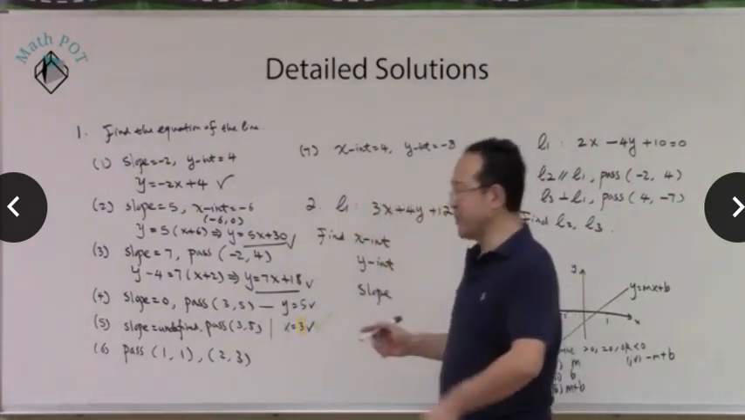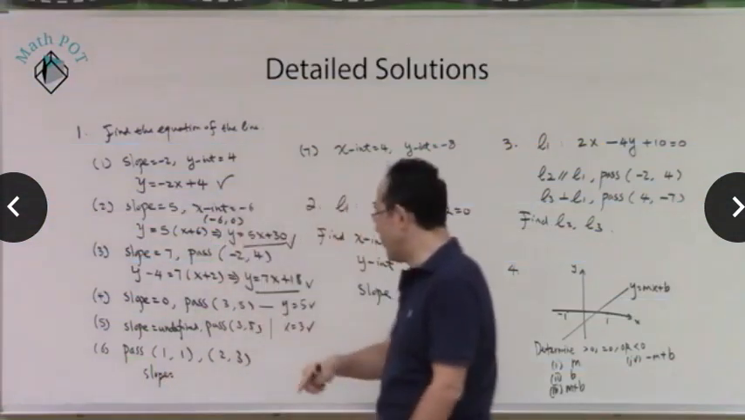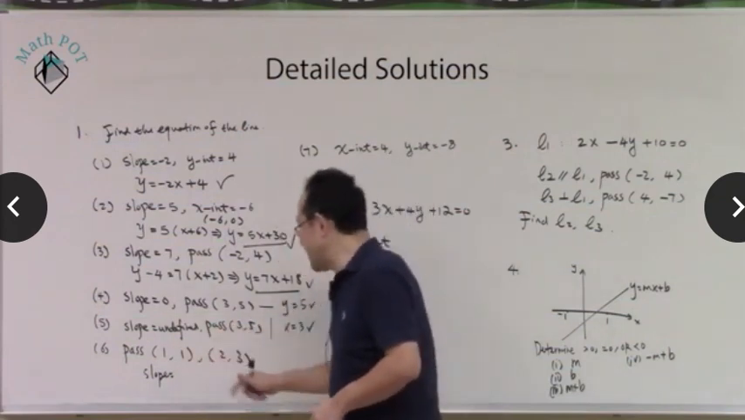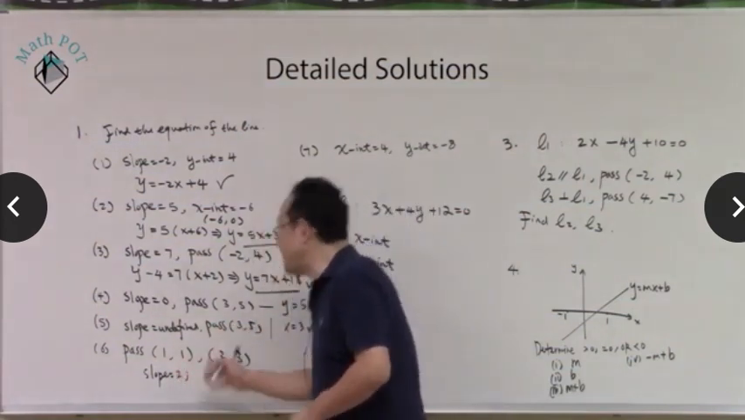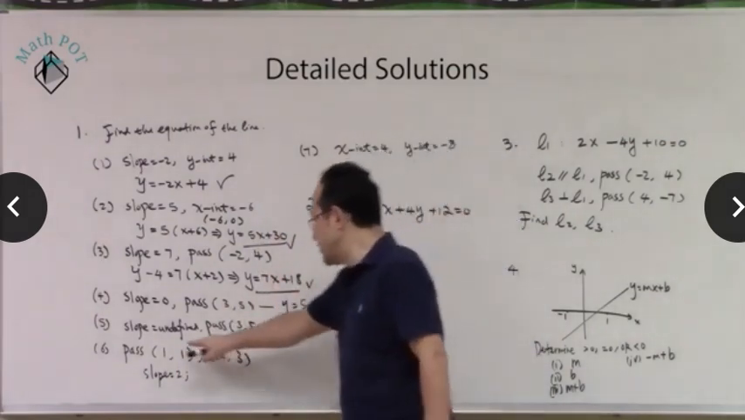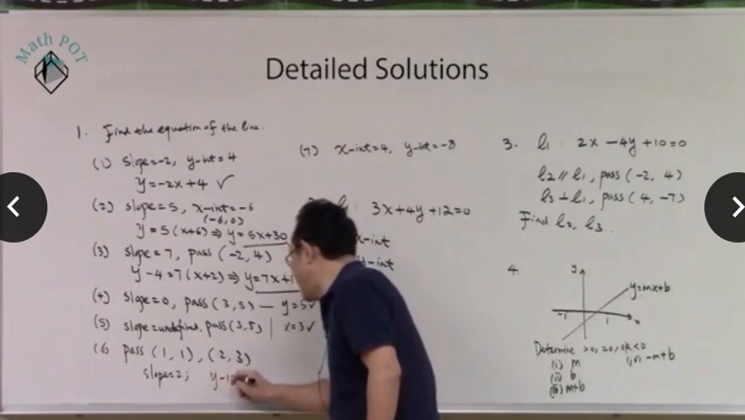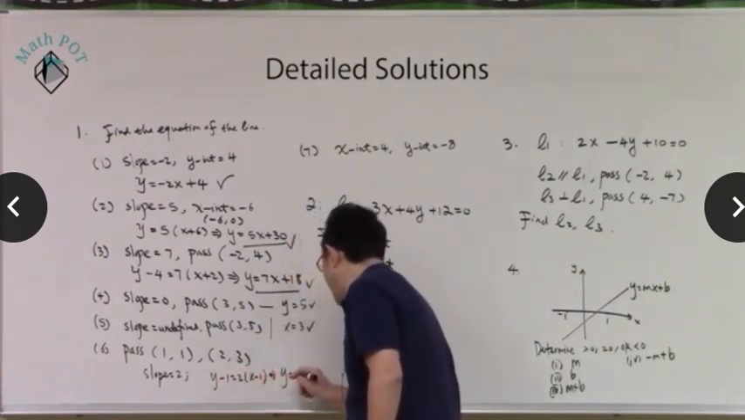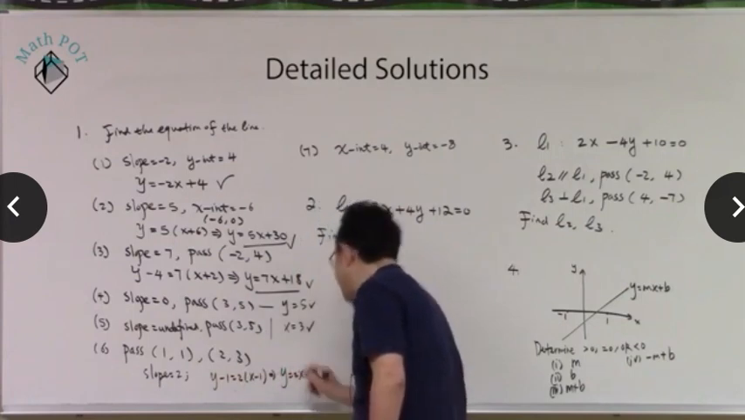Given 2 points, the next step is to quickly figure out the slope: change in y over change in x. Change in y gives us 2, change in x gives us 1, so slope equals 2. Now you can choose either point to pass through, it really doesn't matter. Let's choose this one: y minus 1 equals 2 multiplied with x minus 1. Simplify, y equals 2x minus 1.